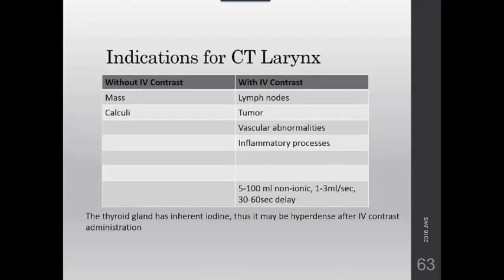So indications for a CT larynx without IV contrast include masses and calculi. You can get vocal cord tumors and stones and all that good stuff down there. When IV contrast is administered, indications include abnormalities associated with lymph nodes, tumors, including vocal cord lesions, vascular abnormalities, and inflammatory processes. One thing to keep in mind also is that the thyroid gland inherently has iodine, and so it may be hyperdense after you give the patient contrast.